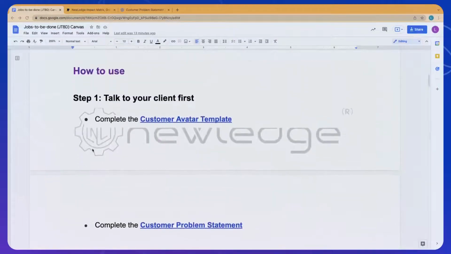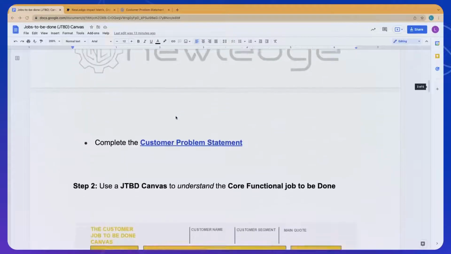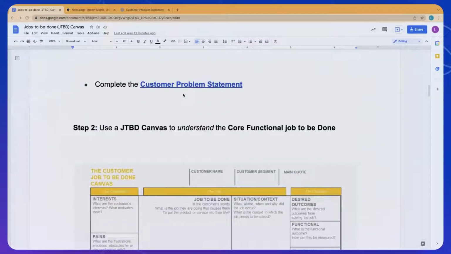So how to use? Well, firstly, we need to complete the customer avatar template. That enables us to start dialogue with the client. Then we identify the 4 customer types: the job beneficiary, the core job executor, the product lifecycle support team, and the purchase decision maker. If you need to revise, go back and revise this. And then we need to complete that customer problem statement, because that's what we're now seeking to validate using the Job to be Done canvas.